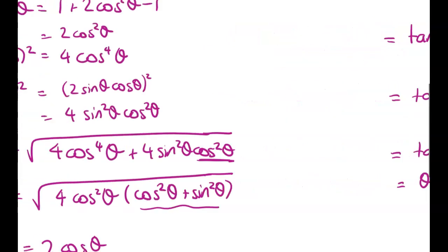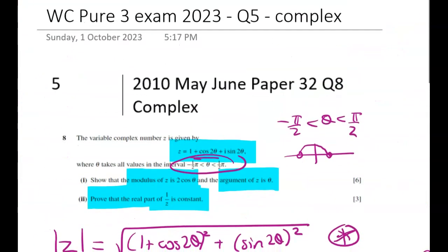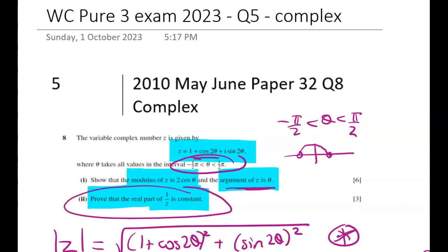And I think that wasn't as required. Let's see, were we told that? Yep, we were. The argument of z is equal to theta. Right, and then on to the next part, which is to prove that the real part of 1 over z is constant.